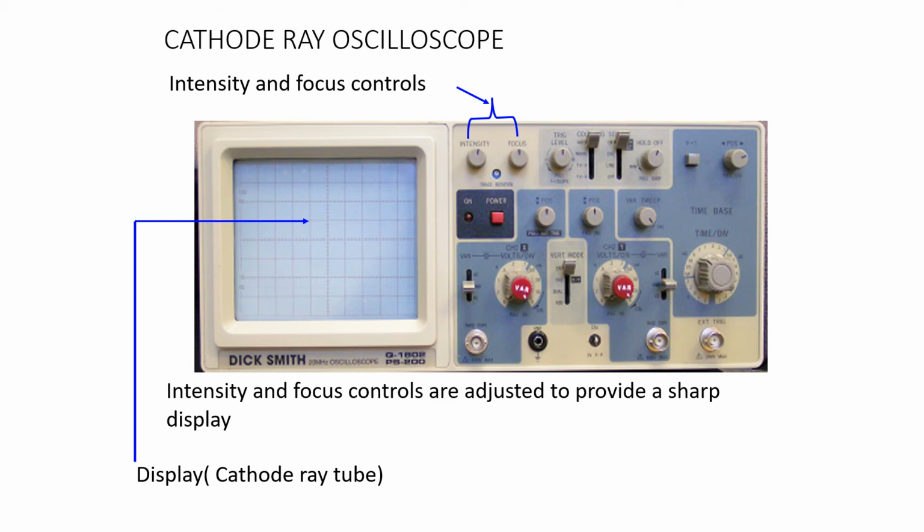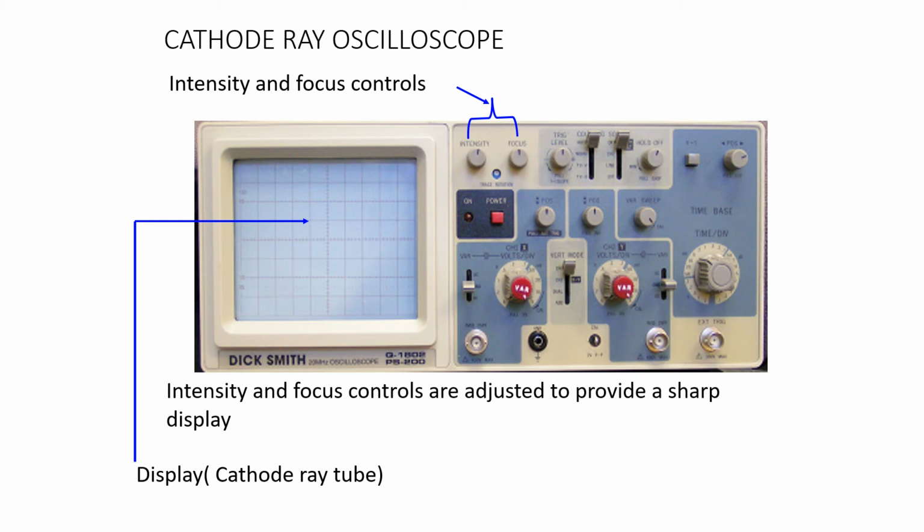Next is the horizontal position control. By adjusting this knob, we can move the complete waveform along the x-axis, from left to right or right to left. This is sometimes required for adjusting the position of the wave on the xy axis. Vertical position: by adjusting this knob, we can move the complete waveform along the y-axis, upward and downward. This is also sometimes required for adjusting the position of the wave on the xy axis.